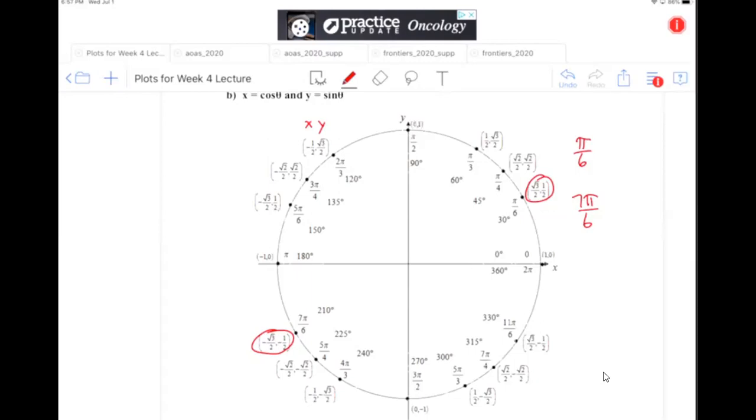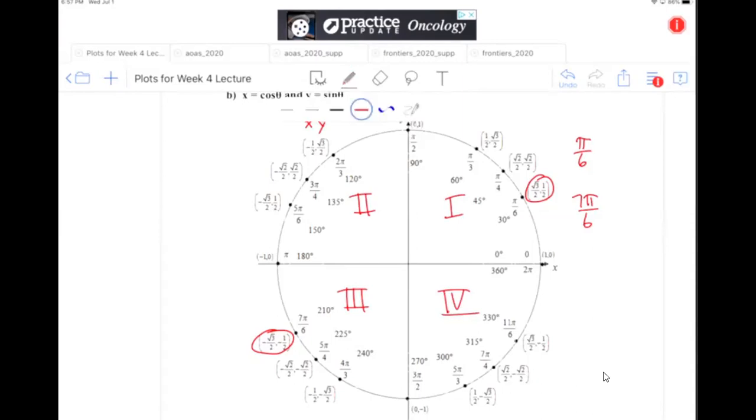The negative signs are just based on the quadrants that you're in. So notice in quadrant 1, everything's positive. In quadrant 2, the x value is always negative. In quadrant 3, both x and y are negative always. And in quadrant 4, the y value is always negative.